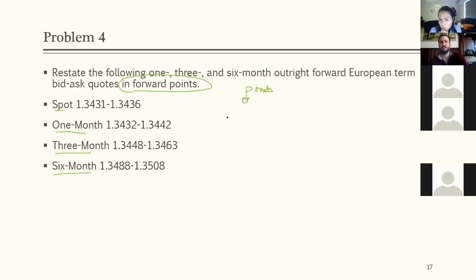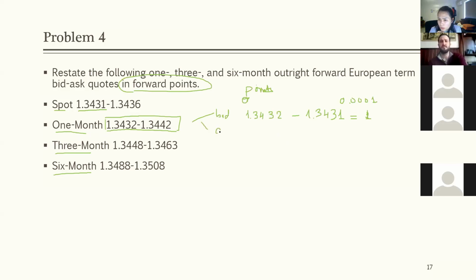So to compute the forward points, we would take the difference between the forward rates and the relevant spot rate, okay? So for example, if I want to find the forward point for the 1 month forward rates, for the bid rate, I'm going to take 1.3432 minus the spot bid rate, which is 1.3431, okay? So in this case, the forward point is 1 basis point, or 0.0001. Okay, so 1 basis point is 1% of 1%.